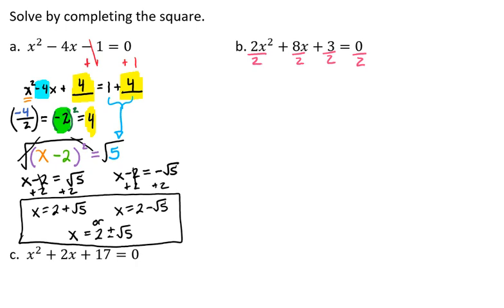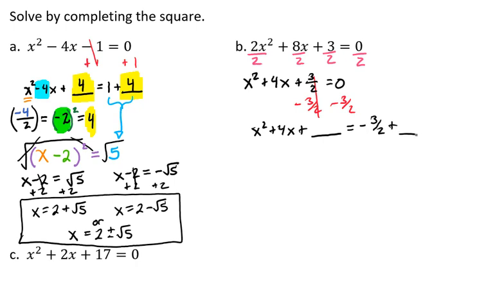All right, so that's going to give me x squared plus 4x plus 3 halves equals 0. Now I can move over my 3 halves, and that's going to give me x squared plus 4x, plus, leave a space, equals negative 3 halves plus, leave a space. Just like we did on letter A.